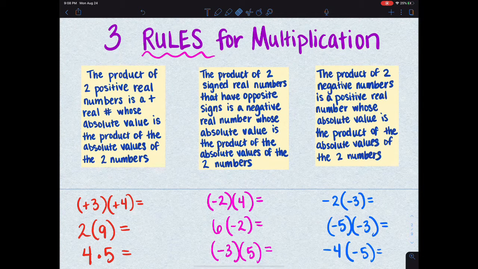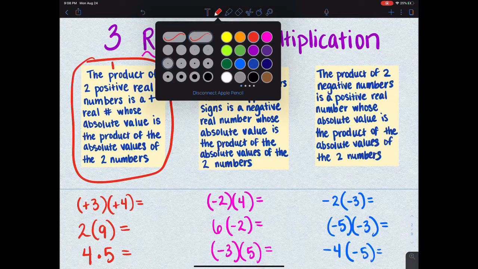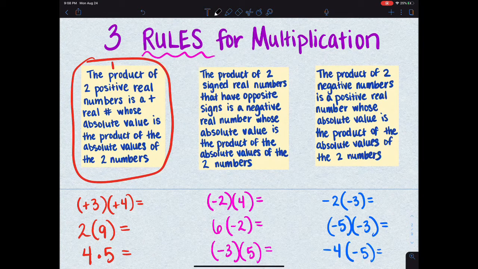Okay, so this is going to be rule number 1. It says the product of 2 positive real numbers is a positive real number whose absolute value is the product of the absolute values of the 2 numbers. What does that mean in English? Let's say it in English. When you're multiplying 2 numbers, a positive times a positive is going to be equal to a positive.